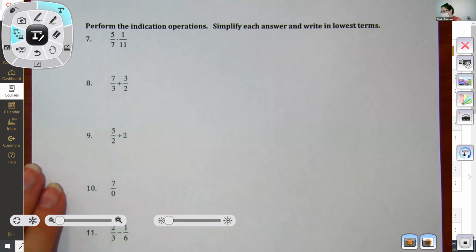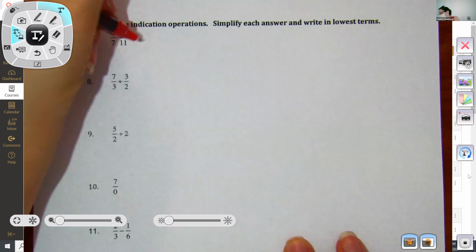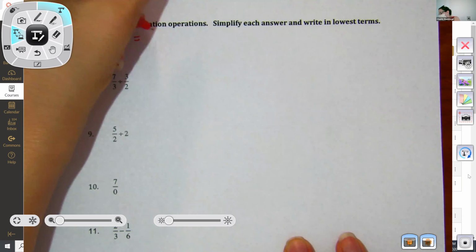All right, multiplying 5 over 7 times 1 over 11. There's nothing to reduce, so just multiply straight across. So that's 5 over 77.